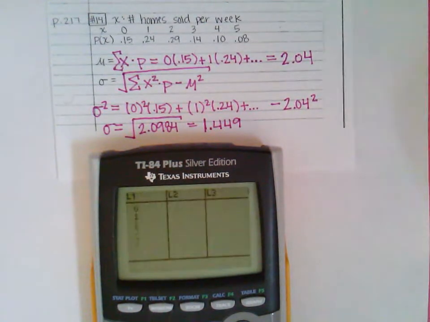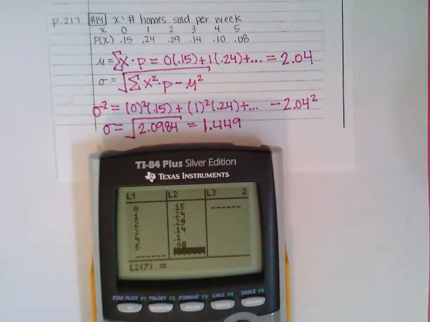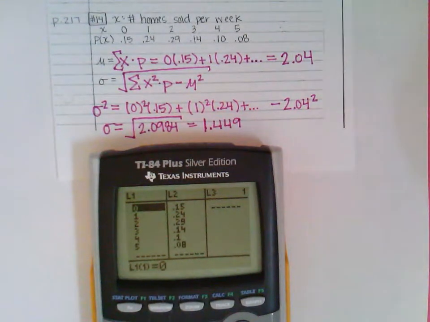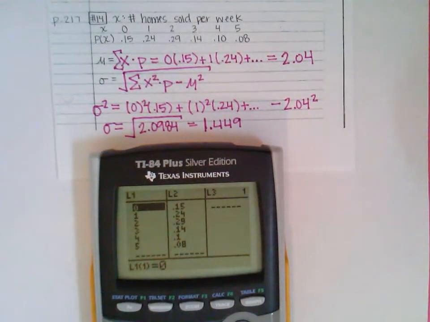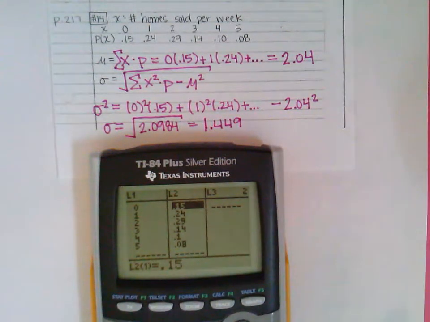So that's not going to find you the answer correctly. Instead, in list 2, you need to put the probability distribution, so that you can tell the calculator, hey, I have a weighted distribution here. If you want to think about this in terms of 100, technically we have 15 zeros and 24 ones. So you could go into list 1 and enter 0 15 times, then 1 24 times, then 2 29 times, and you'd have 100 digits, and that would give you the same answer. Or you can use this frequency probability distribution like so.